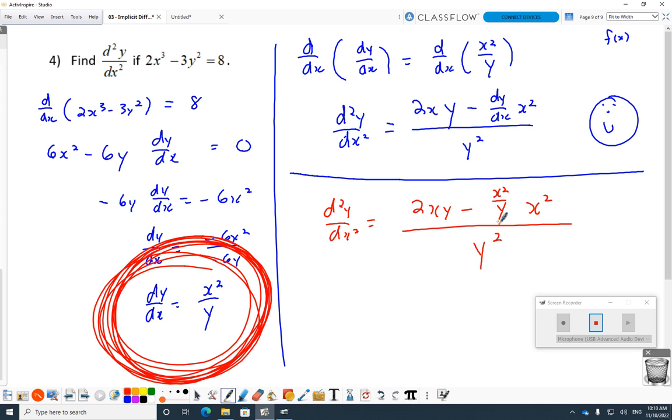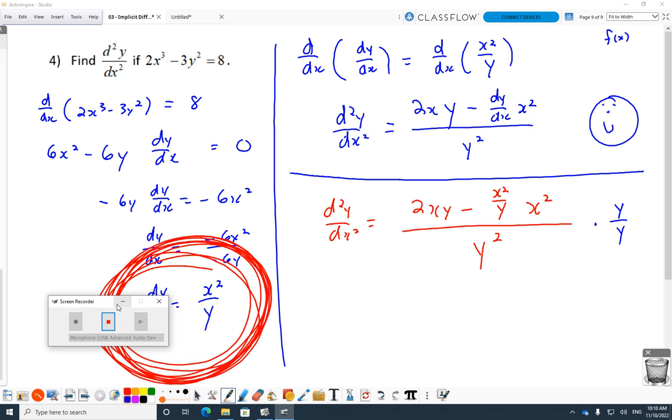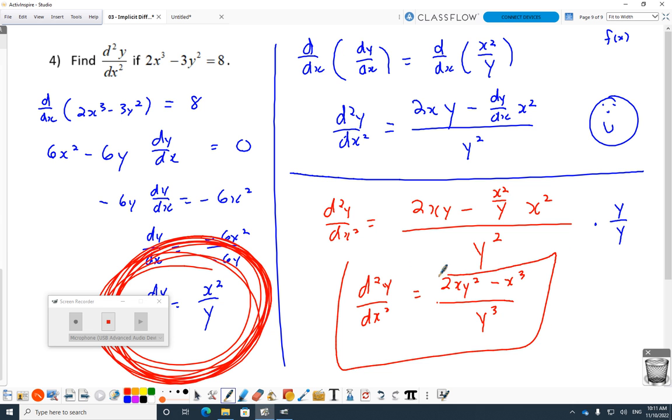Do the x squareds cancel? Yeah, probably we want this. Multiply top and bottom by y. That's a good move. Because then what I get is d2y by dx squared. Multiplying everything by y, this one's 2xy squared. Multiply everything by y, this one's minus x cubed. And this is y cubed. Look at that. Oh, that's beautiful, powerful mathematics.